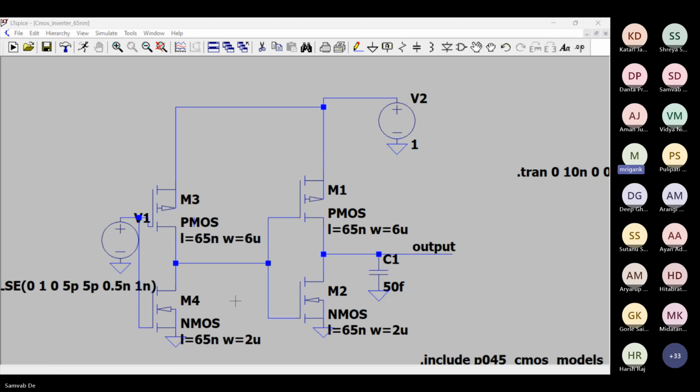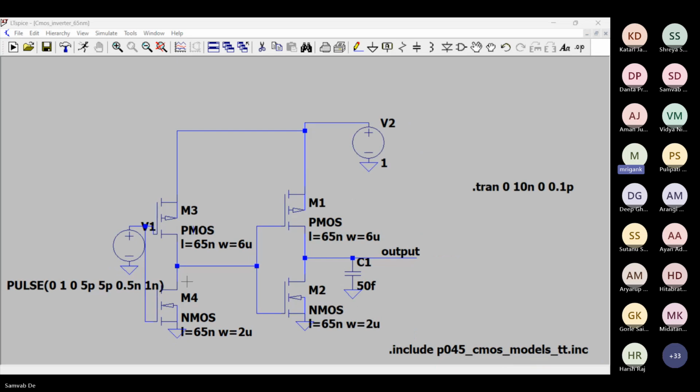Yes. So now you can see that the first inverter is driving the second inverter, and therefore the gate of the second inverter will be charged and discharged by the first inverter. That means M3 and M4 are now charging the gate of M1 and M2. Likewise, in a big circuit, there will be several stages, several gates, and one gate will be driving another gate. Now you can plot the waveform of both inverters, the first inverter output and the second inverter output.